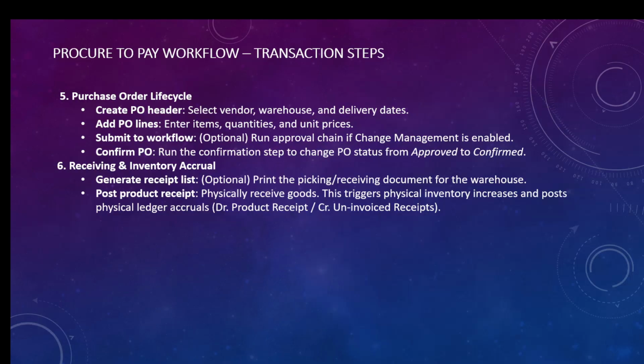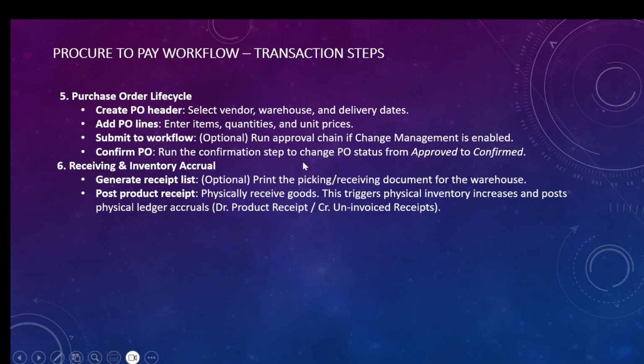All right. So in a purchase order life cycle, these are the steps that we are going to create. First, create a PO header and select the vendor, warehouse, and delivery details, and then add a PO line, enter items, quantities, and unit prices. Then submit to the workflow if we have enabled change management. In this scenario, I have not enabled change management, so we don't need to do this. And then I have to confirm the PO.